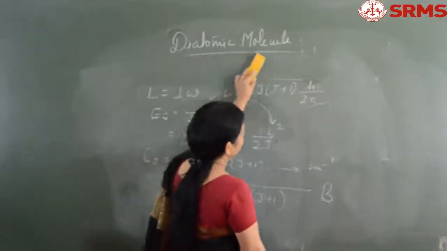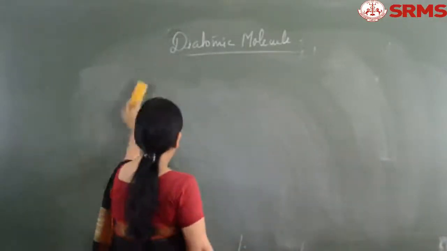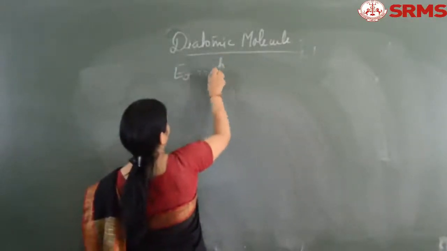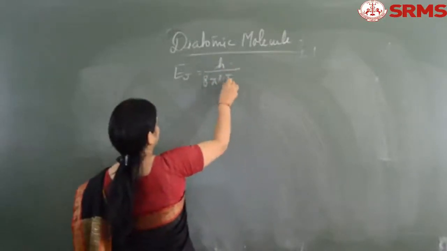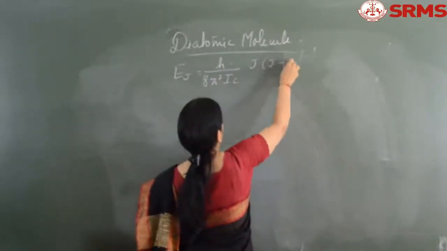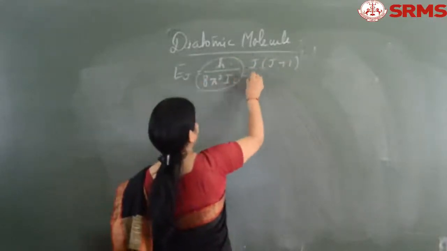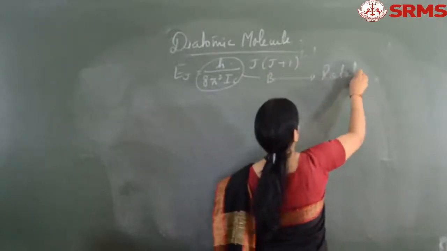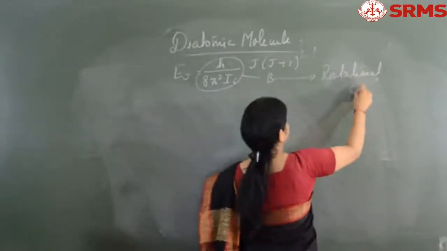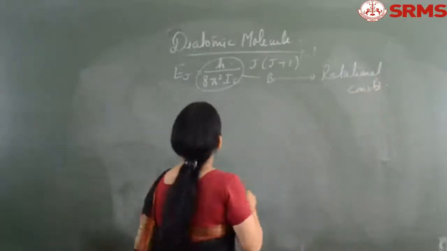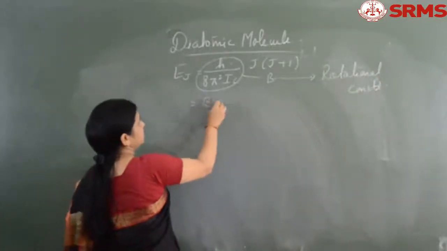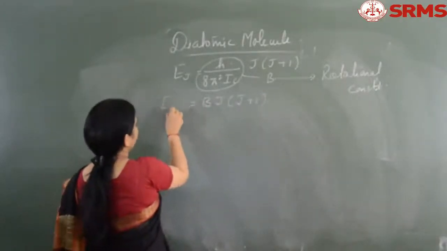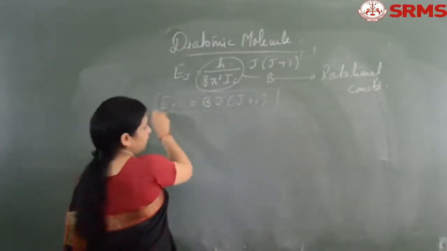So if I write this equation, then energy is h over 8 pi square Ic times J(J plus 1), where this is all a constant value, which is B, and this B is known as rotational constant. So this equation can be written as B J(J plus 1). This is the final equation.